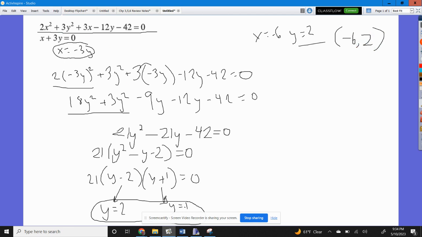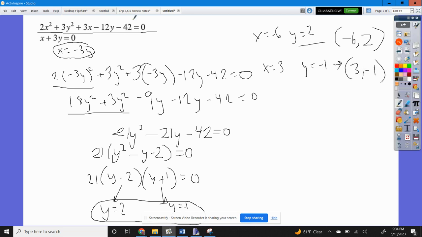And then my other answer was y is negative 1. I'm going to do the same thing. I will be plugging a negative 1 in for y in this equation up here. That's going to get me negative 3 times negative 1, which is positive 3. And so I get x is positive 3. And so here is my other solution.